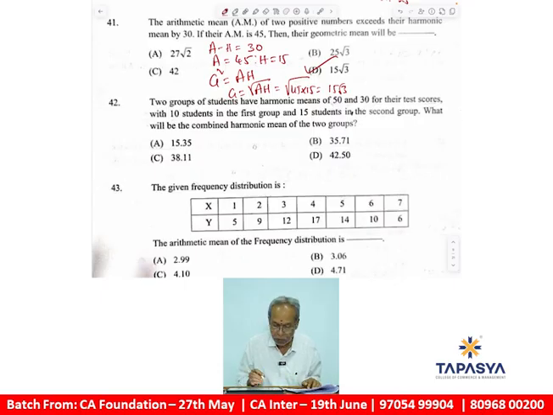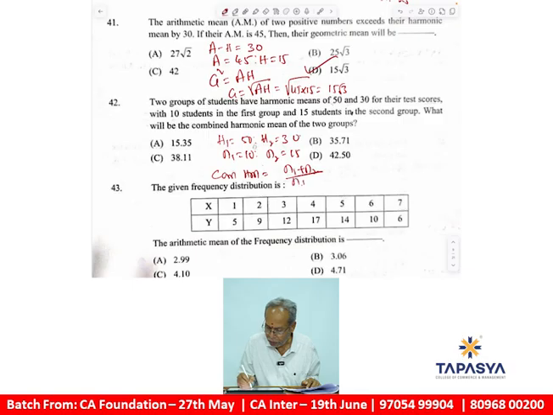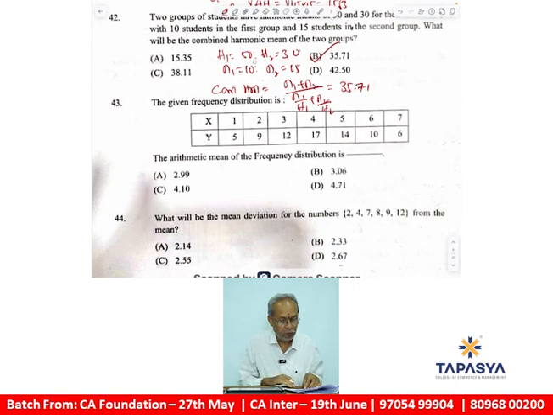Right. Question number 42. Two groups of students whose harmonic means are given. So directly H1 equal to 50, H2 is equal to 30 is given. First group contains 10 students, second group contains 15 students. They are asking straight away combined harmonic mean formula. Directly you can substitute N1 plus N2 by N1 by H1 plus N2 by H2. Substituting all the data, you will get 35.71 and the answer is 35.1.